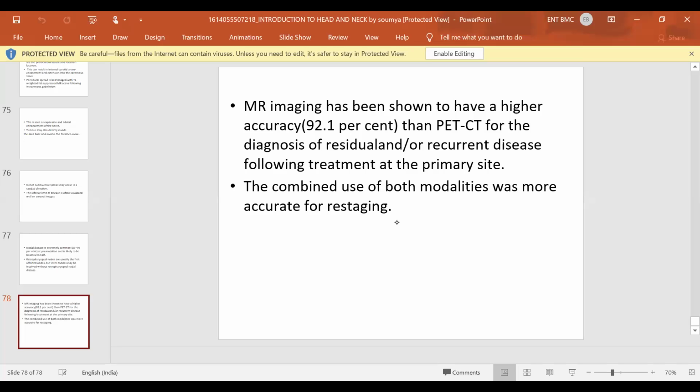I think this ends the PowerPoint here. So we have completed almost till this level.